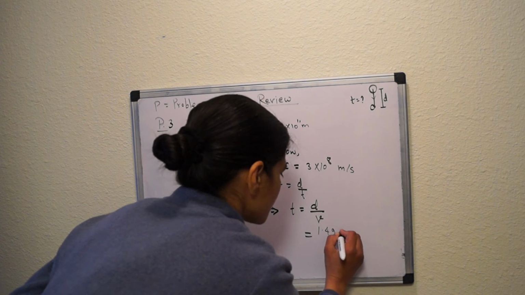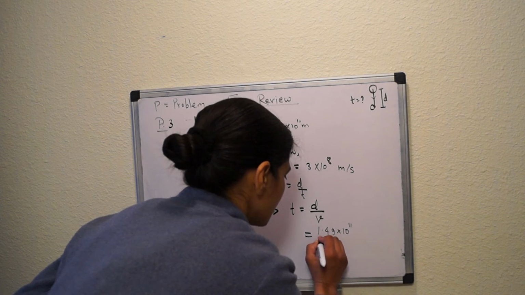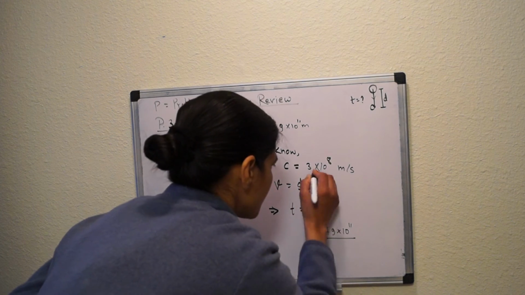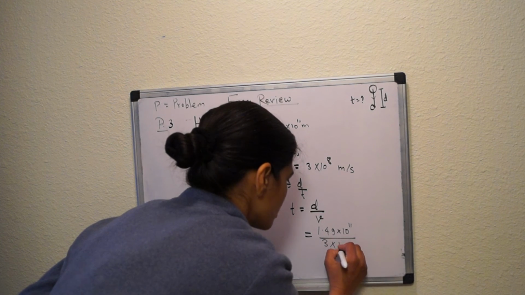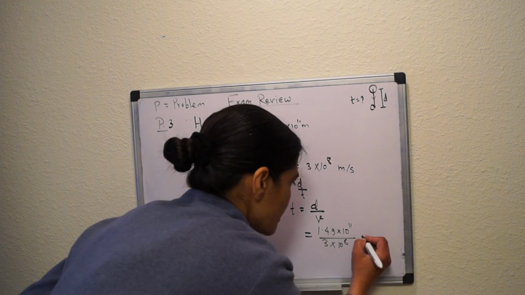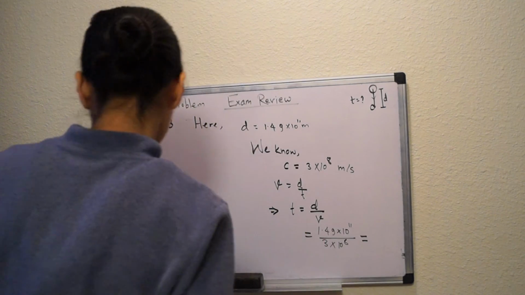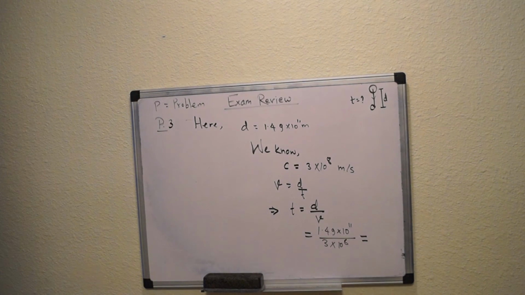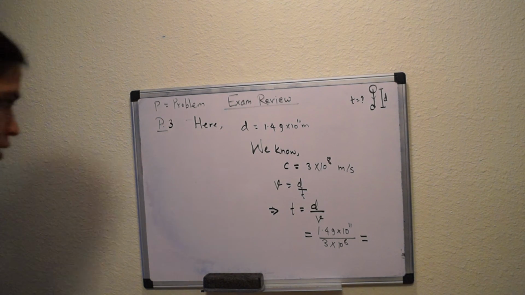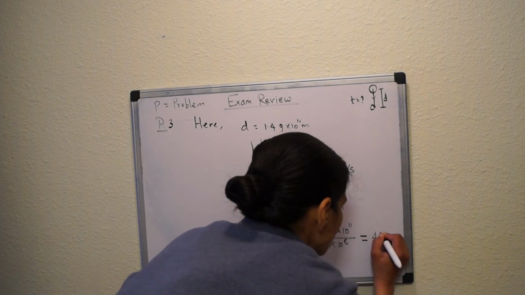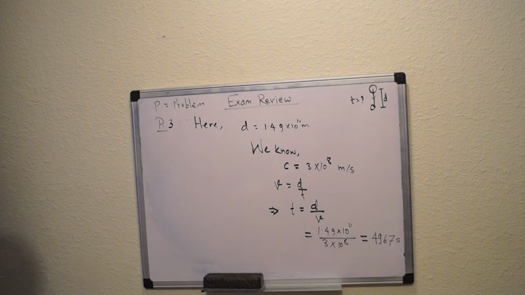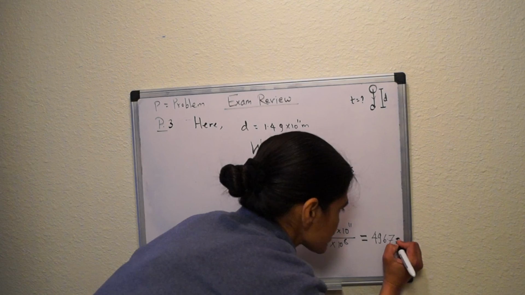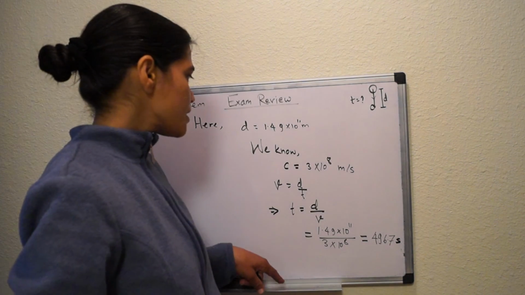So the distance is 1.49 times 10 to the power 11, and v is our c, the speed of light, just 3 times 10 to the power 8. What value do you get here? Calculate this, please. Do you get 496.7 seconds?